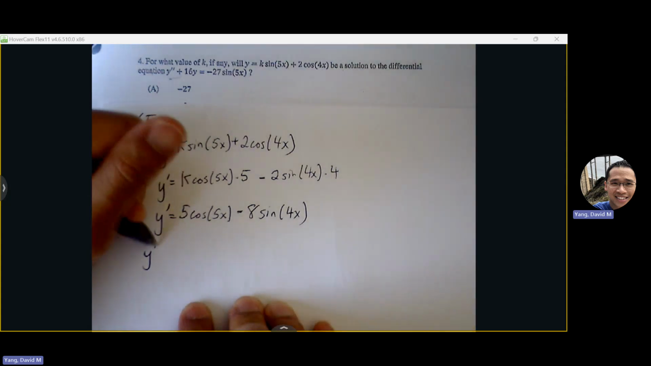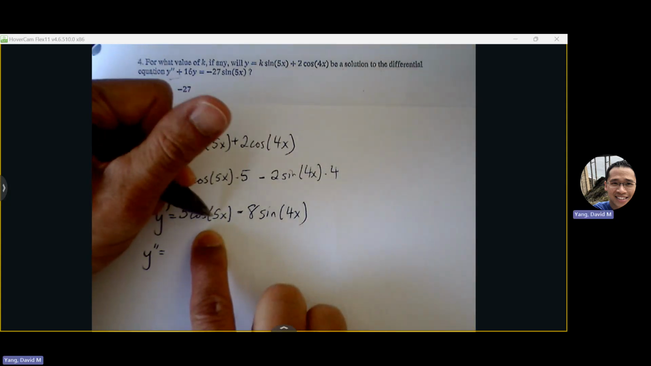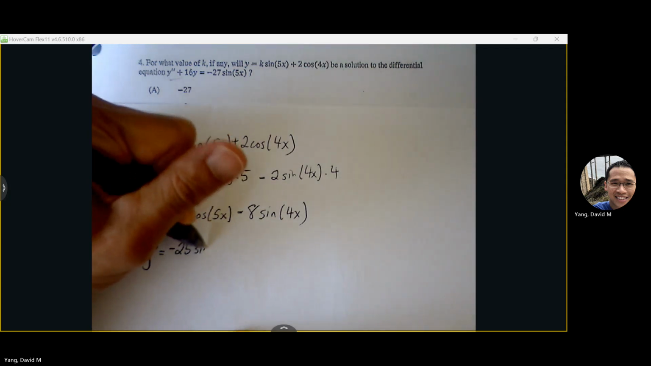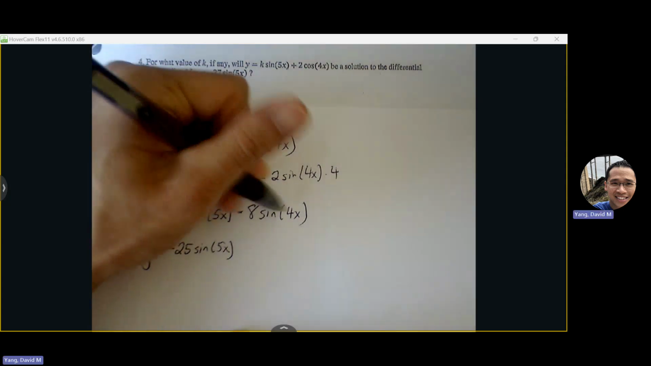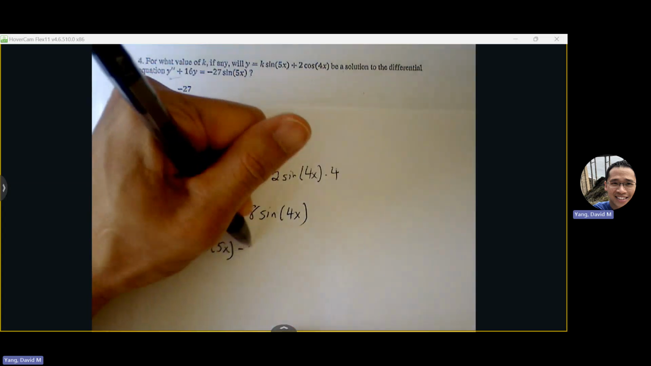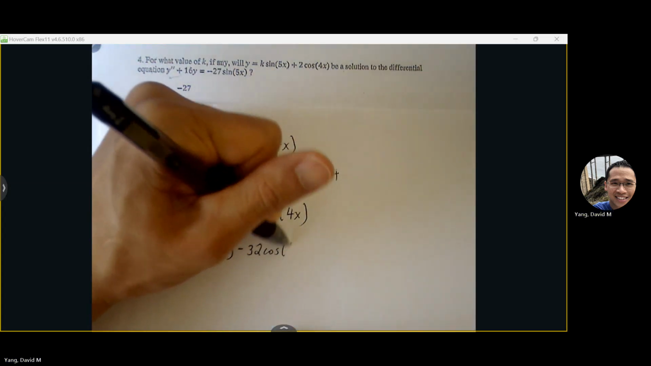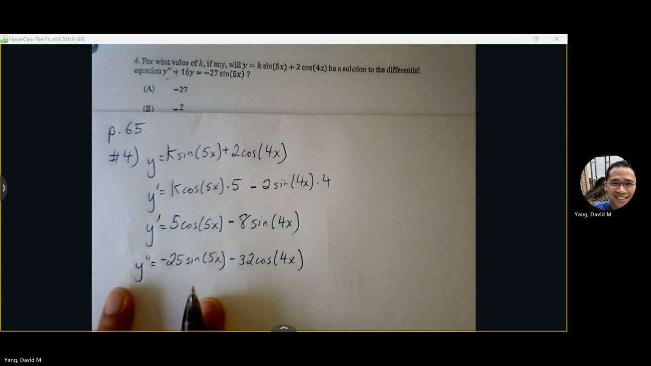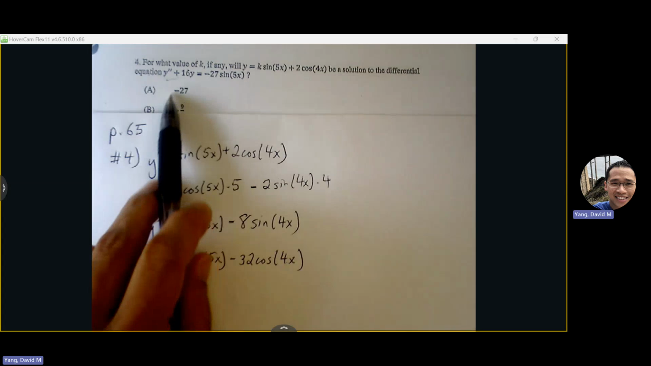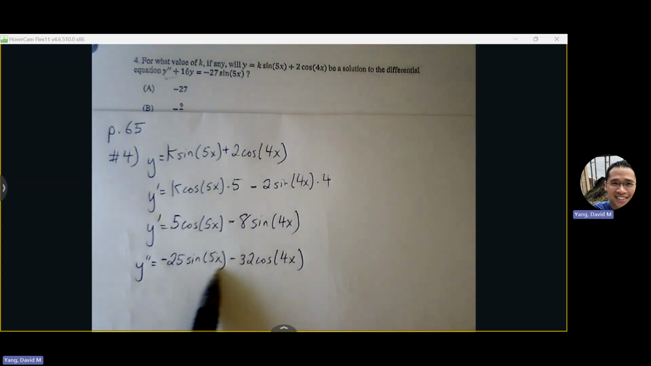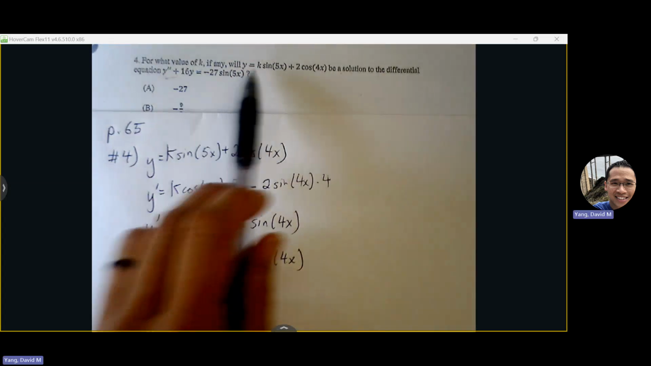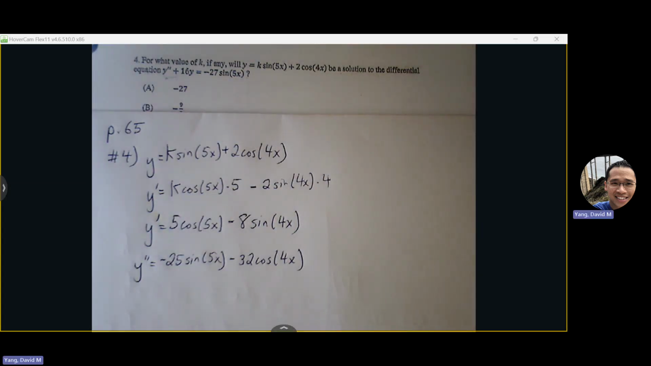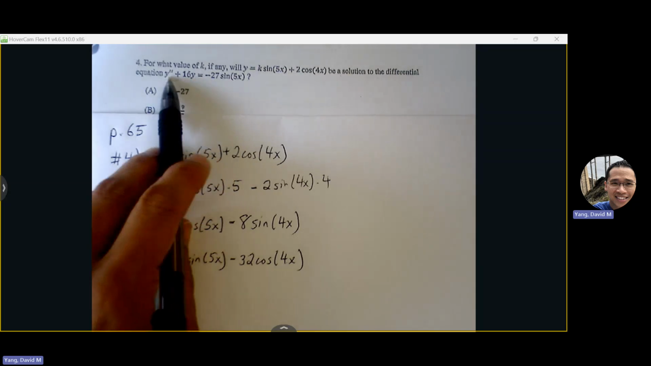Okay, y double prime. Cosine becomes negative sine. Another 5 shows up. Sine becomes cosine. Another 4 shows up. So we can replace y double prime with what we found here, replace y with our original equation, and then we're just trying to solve for k. So now we're just plugging back into our differential equation.